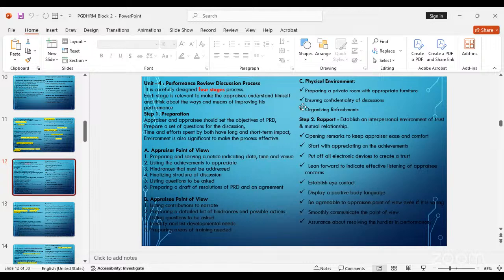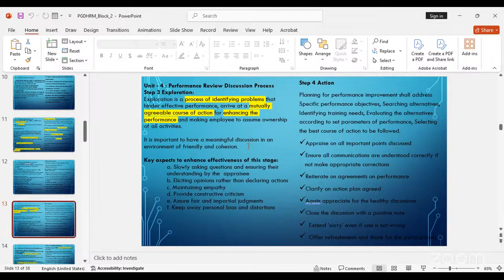Then rapport development. You cannot straight away start with a discussion about the performance of an employee. It is all about building rapport, knowing the person, or at least creating a clear and amicable environment where both can express their views openly with trust and confidence. Here, nonverbal communication also plays a very key role, and that also has to be taken care of.